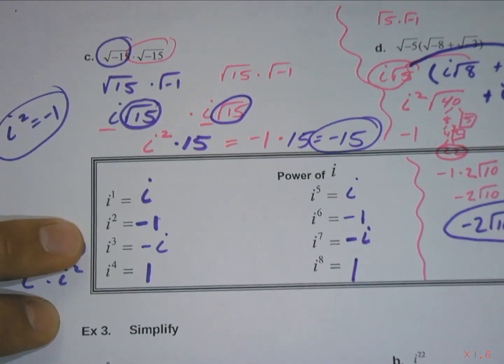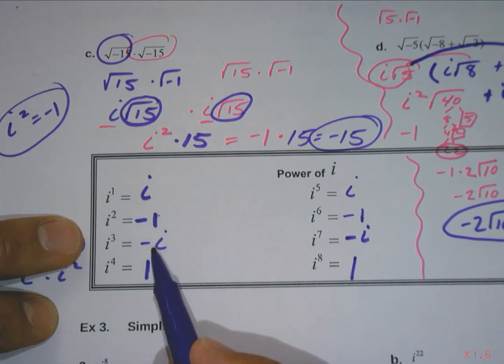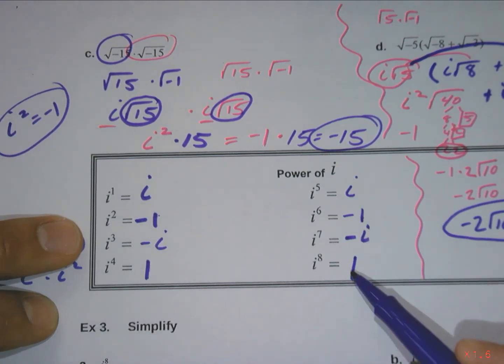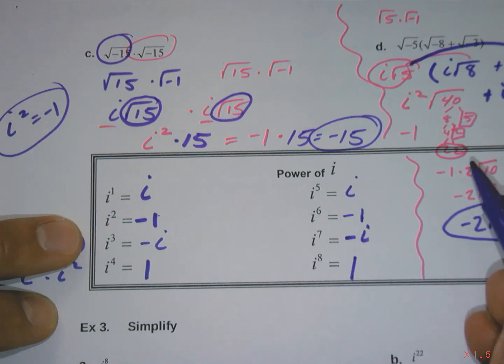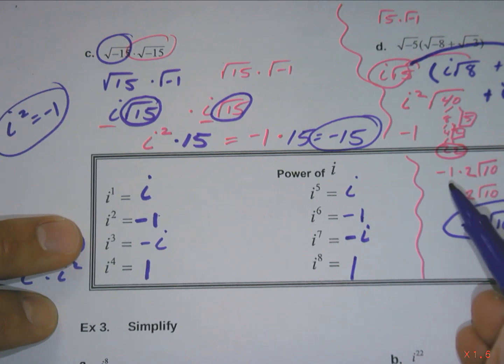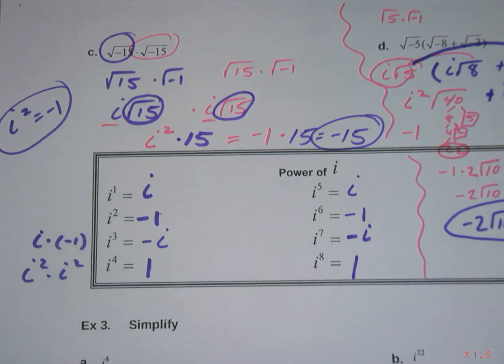Do you see a pattern? i, negative 1, negative i, 1. i, negative 1, negative i, 1. Guess what the next one is? What do you think i to the ninth is? i. What do you think i to the 10th is? Negative 1. And so on and so forth. It follows the same pattern over and over and over.